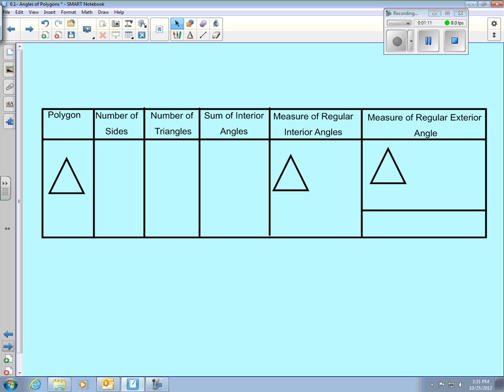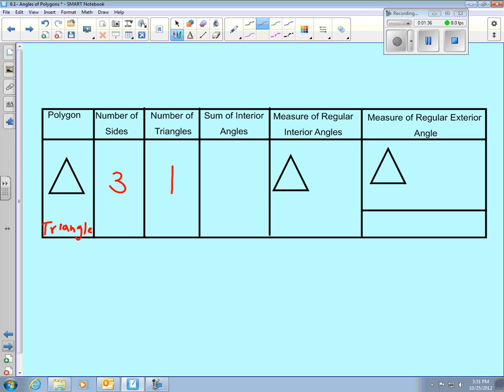Here's our first chunk of the table. So what is this polygon? We all know that this is a triangle. We just finished triangles in chapter 4. Number of sides, so if we count that up, there are 3 sides. And the number of triangles, there's 1. And this seems like a silly thing, but it'll make more sense when we get to the other sections on our note sheet. Sum of interior angles.